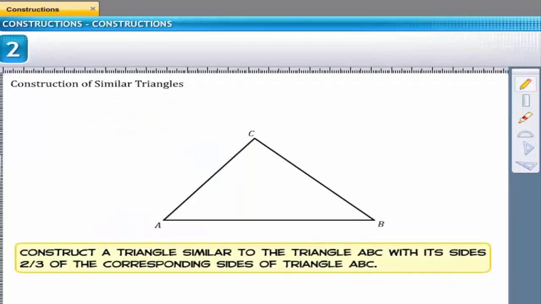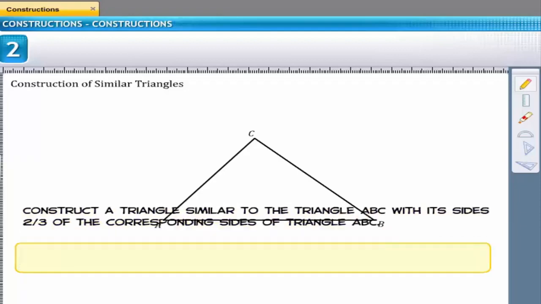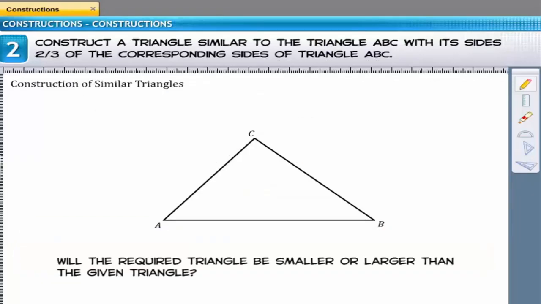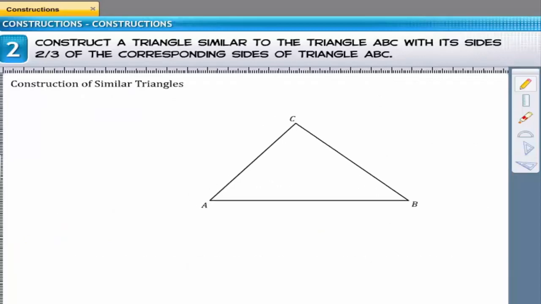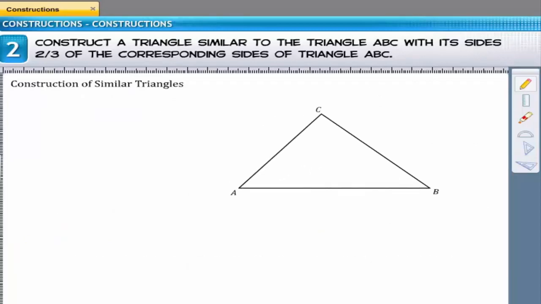Construct a triangle similar to the triangle ABC with its sides 2 by 3 of the corresponding sides of the triangle ABC. Will the required triangle be smaller or larger than the given triangle? Since the sides of the new triangle will be 2/3 of the sides of the triangle ABC, it will obviously be smaller than the given triangle.